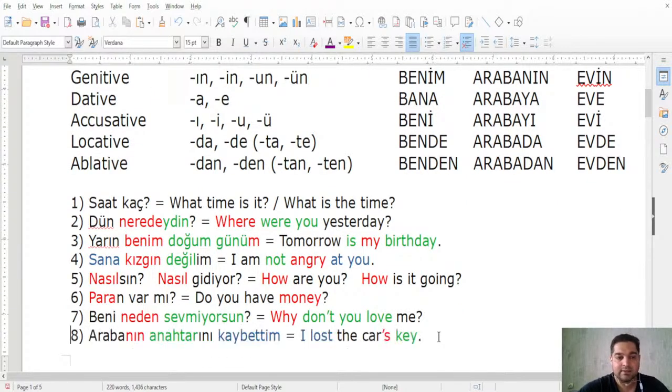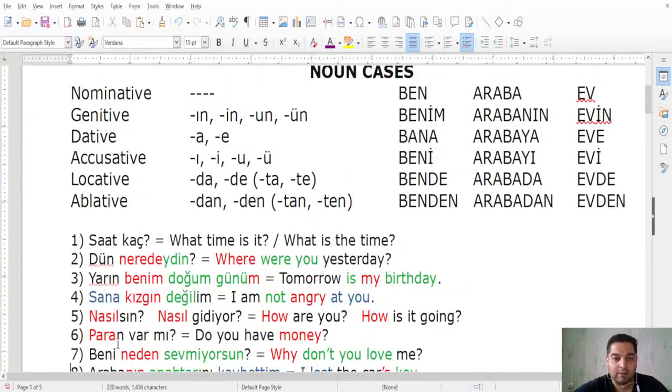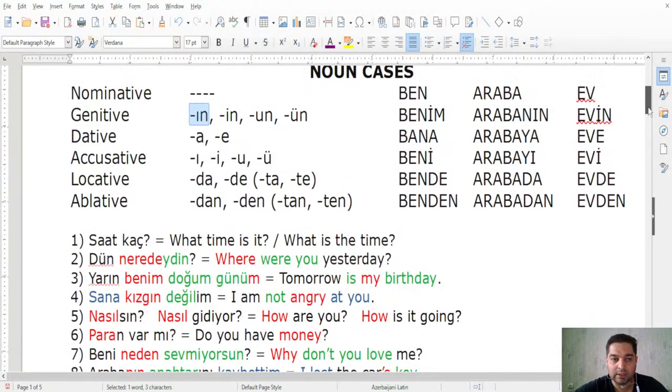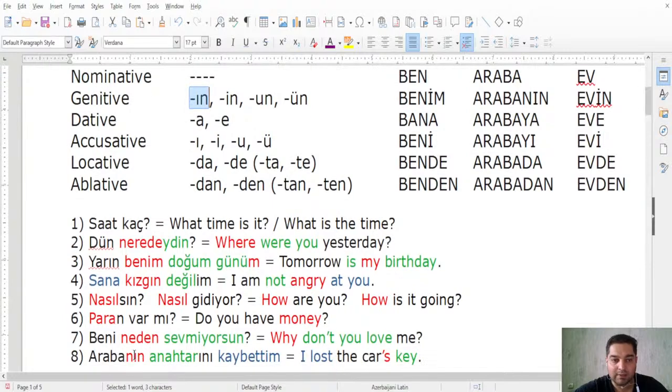Sentence 8. Arabanın anahtarını kaybettim. Arabanın, here you see, it is the genitive case ending, right? Just look above at the noun cases. Okay, arabanın has this structure above. Arabanın, which means what? Of the car, or of cars.